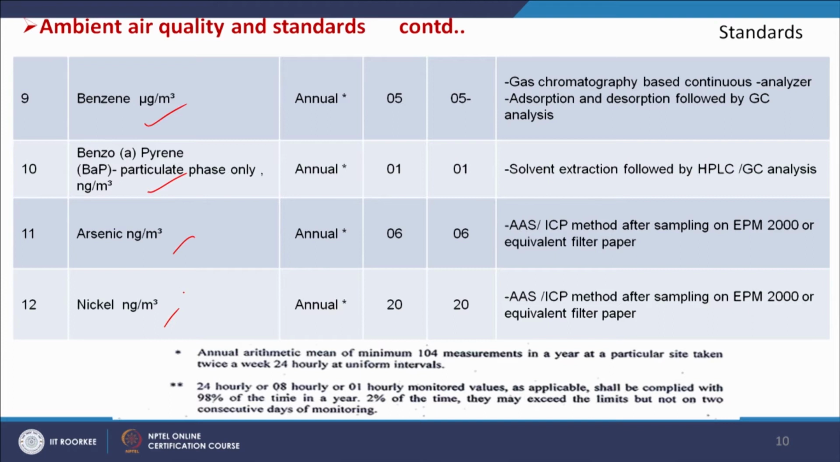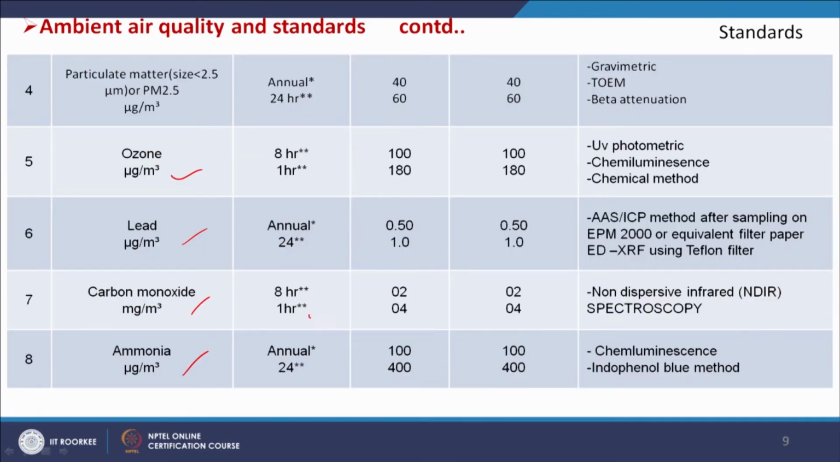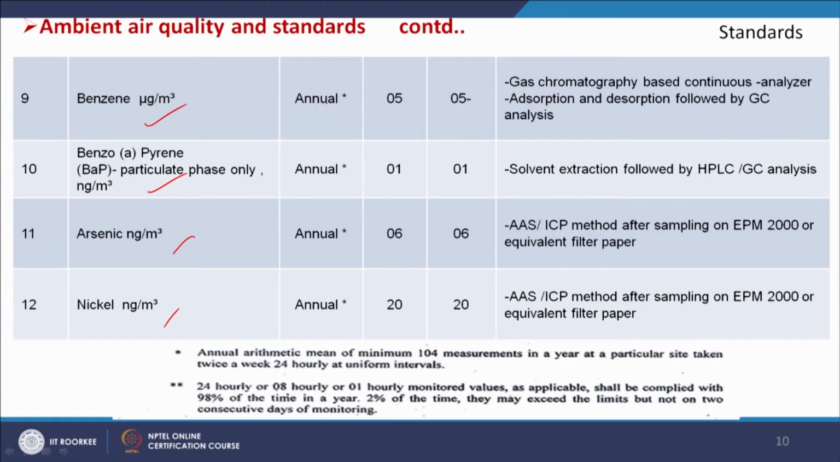And here you see another difference with respect to the 1994 standards: the values are reduced and there are 2 categories unlike 3 categories in the 1994 standard. Here we have industrial, residential, rural and other areas, and ecologically sensitive areas notified by the central government. So, the values are also different. However, the annual basis and 24-hour basis remain the same for all the cases up to carbon monoxide, as you have seen, and others are added like this, that is annual basis. So, this is the new National Ambient Air Quality Standard as per the CPCB notification 2009.